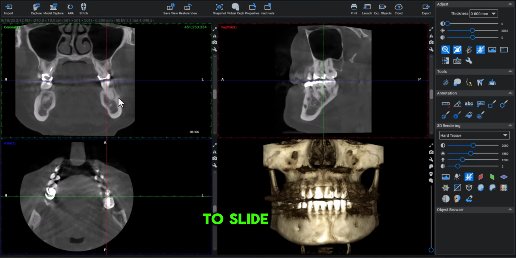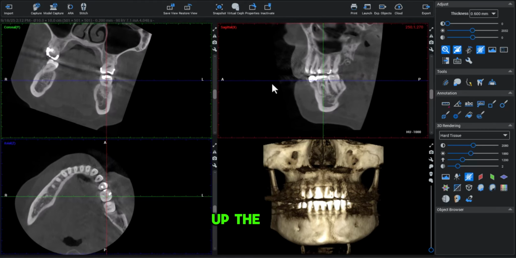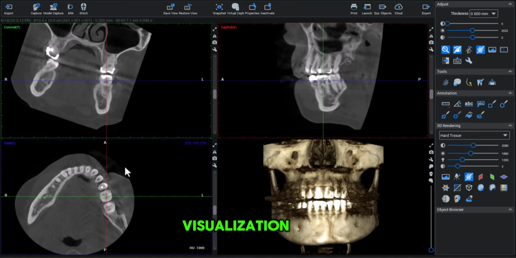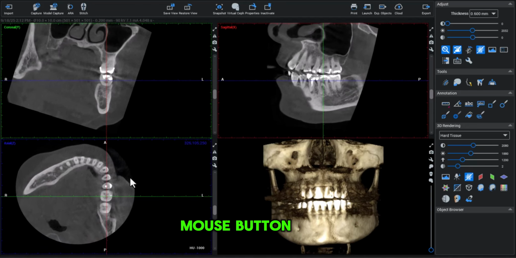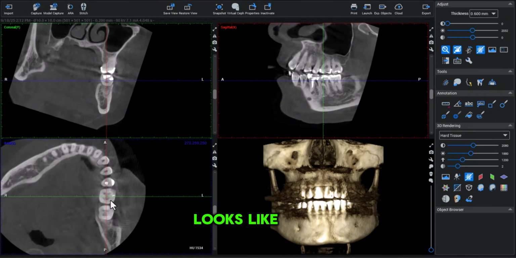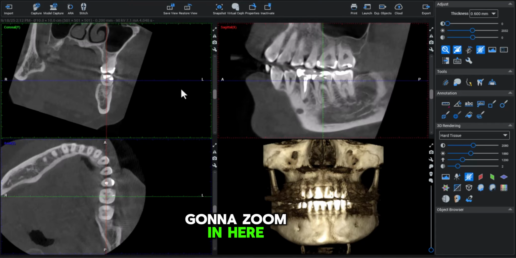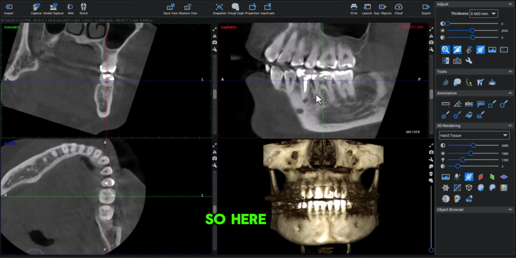I'm going to slide over, and this is how I always line up the tooth for visualization. Holding the right mouse button, I'll rotate the file. Looks like we got a little smiley face right here. That's kind of cool. All right, and I'm going to zoom in here. Okay, so right here, we can see it.